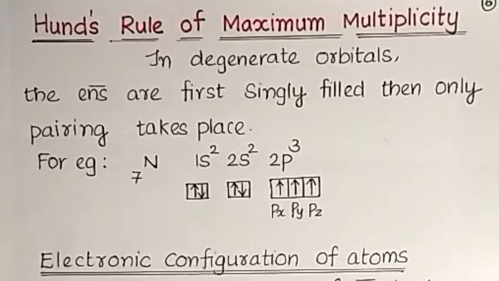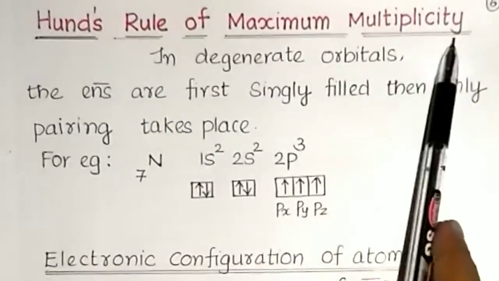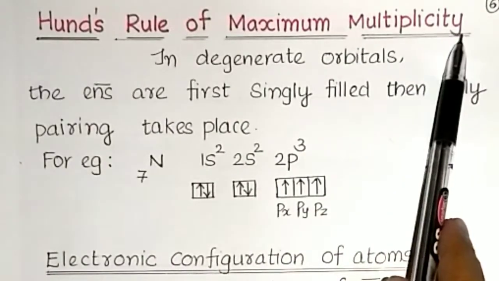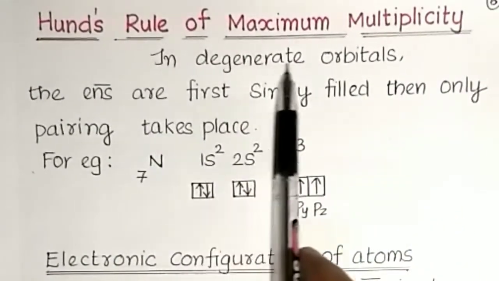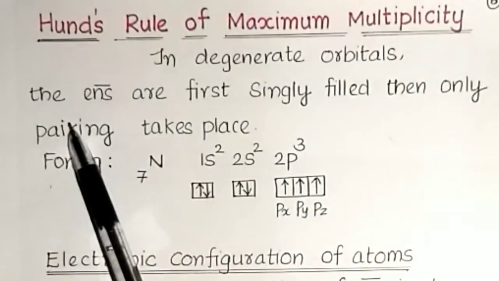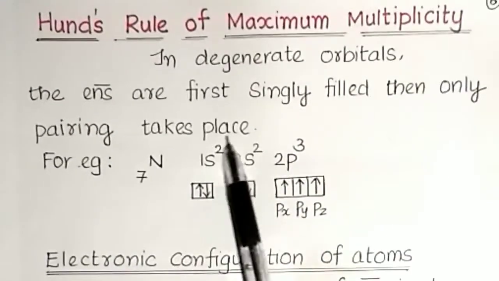The next rule for filling of electrons is Hund's rule of maximum multiplicity. In the case of degenerate orbitals, the electrons are first singly filled, and only then does pairing take place.